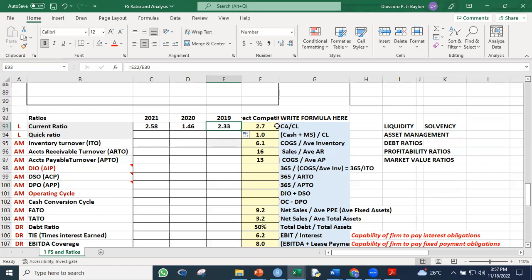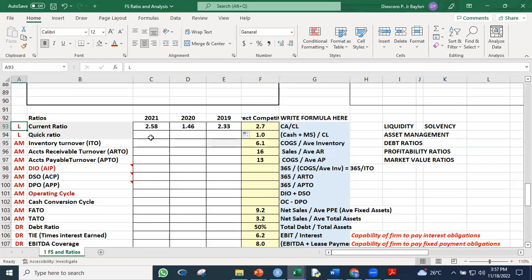Our competitor is at 2.7, so the competitor is more capable in terms of current ratio. They have more to pay for their current liabilities. Now, this is to pay off its current liability.